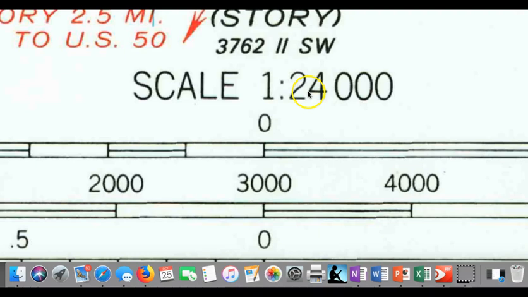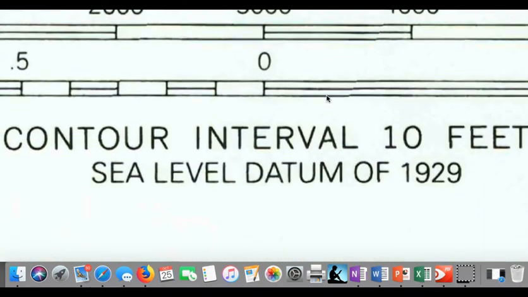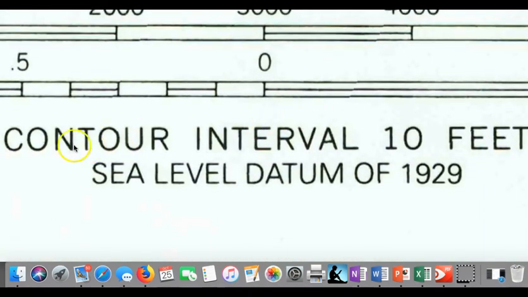This is 1 to 24,000. 1 inch on the map, paper map, represents 24,000 inches on the ground, or 1 foot on the map represents 24,000 feet on the ground. The most important thing we need for contour reading is the contour interval. That is the measured level above sea level, and what increment is used to define this upward movement in hills. For example, in this map it shows the contour interval is 10 feet. So let's go find a hill to examine.